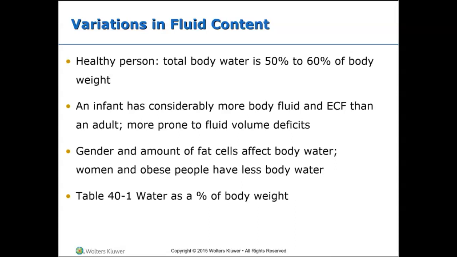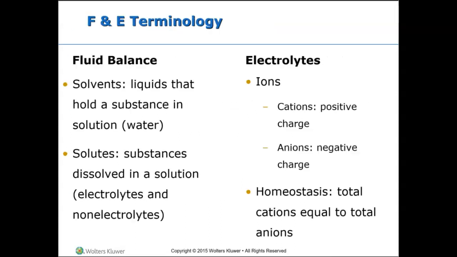Men have more body fluid than women because they have more muscle tissue than women do. Women also have a higher percentage of body fat than men. Obese people have a lower percentage of body fluid because adipose tissue does not contain water. Older adults also have a lower percentage of body fluid because of decreased muscle mass. Please go to your book to review the variations based on age and gender, so you have a good understanding of how the body percentages decrease.